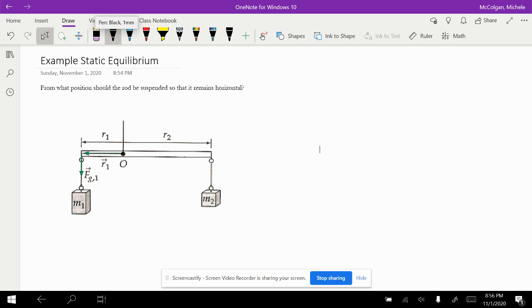This is a static equilibrium problem. It says, from what position should the rod be suspended so that it remains horizontal? So it's asking, where is O, that spot right here? How do I figure out where that is in order for the bar to remain horizontal?